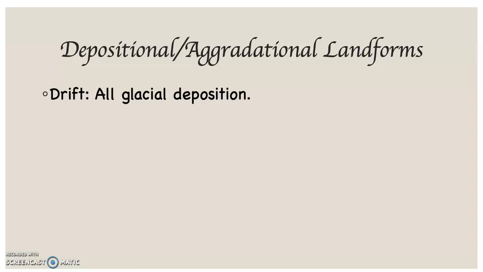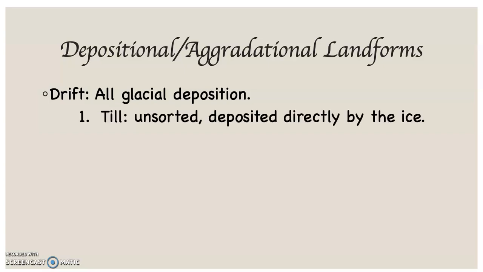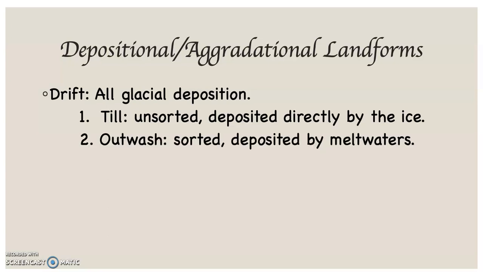Everything deposited by a glacier we categorize as drift. However, drift is kind of sub-categorized. We can have till, which is unsorted glacial deposition. This means big stuff, little stuff, hodgepodge, willy-nilly, helter-skelter, all mixed together. The characteristic of till is that it is deposited directly by the glacial ice, because glacial ice does not sort material. It does not transport and deposit in a hierarchy.